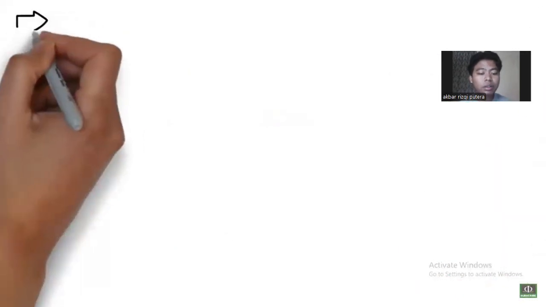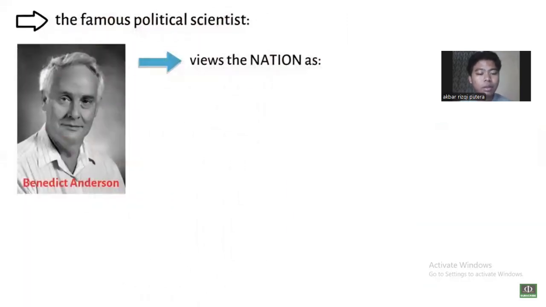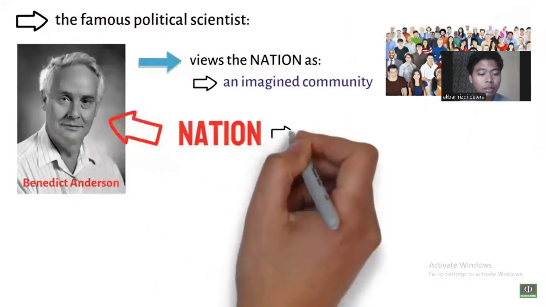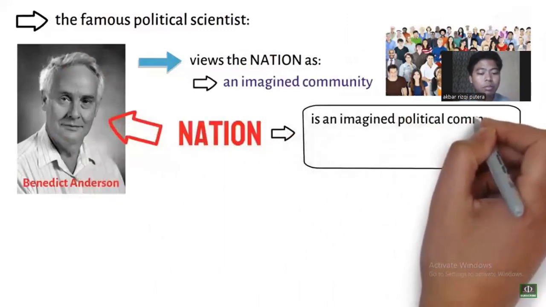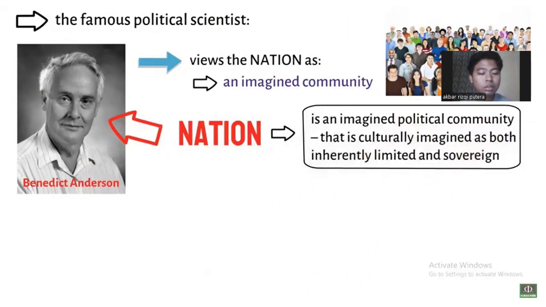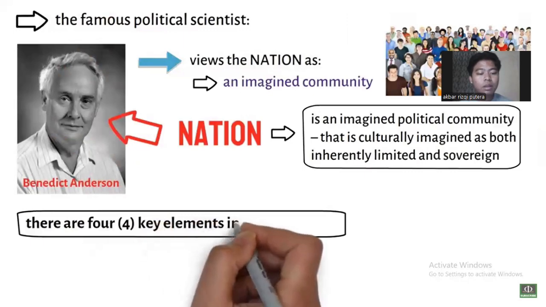Later on, the famous political scientist, Benedict Anderson, views the nation as an imagined community. For Anderson, the nation is an imagined political community that is culturally imagined as both inherently limited and sovereign. As we can see, there are 4 key elements in this definition.